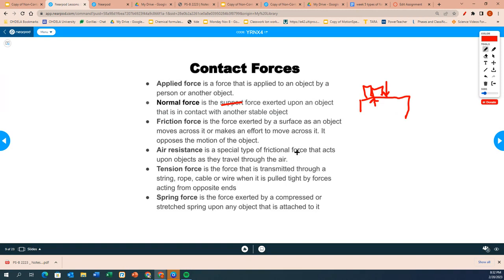Air resistance is a special frictional force that acts on objects that are traveling through the air. Right? So if you've seen a rocket re-enter the Earth's atmosphere, it heats up quite a bit. It starts to burn, needs to have some sort of burn protection. Tension force is a force transmitted through a string, rope, or cable. And spring force is exerted, compressed on a spring.